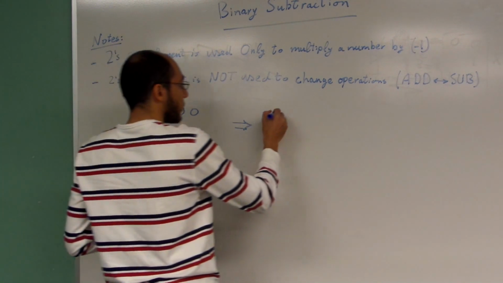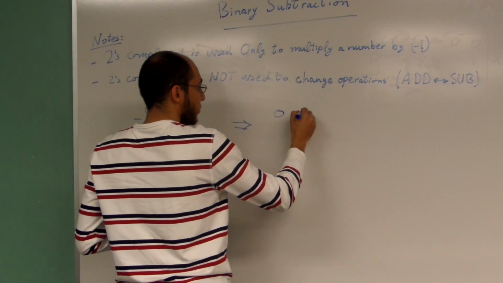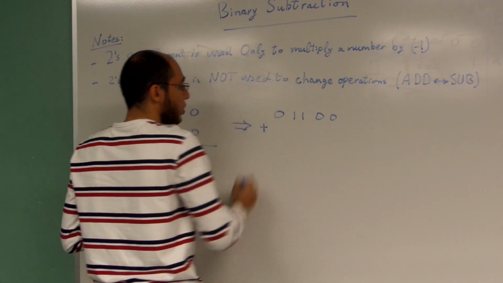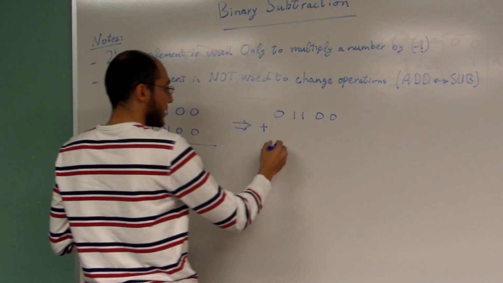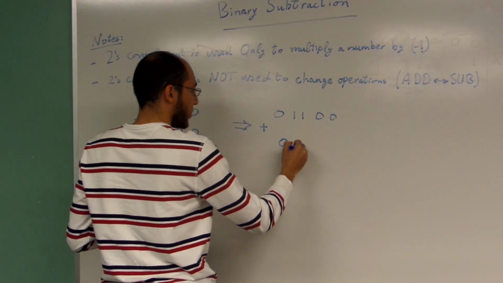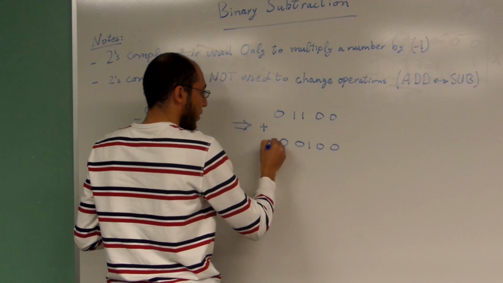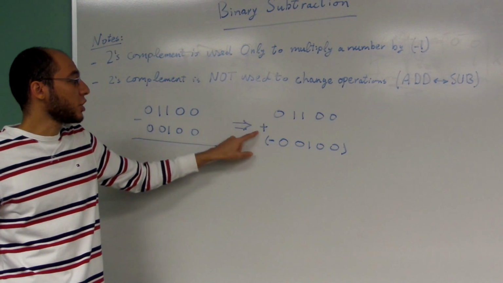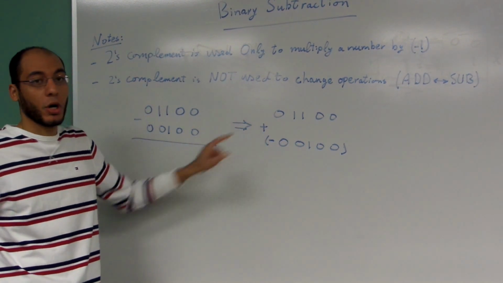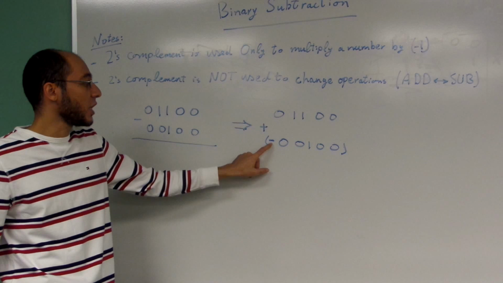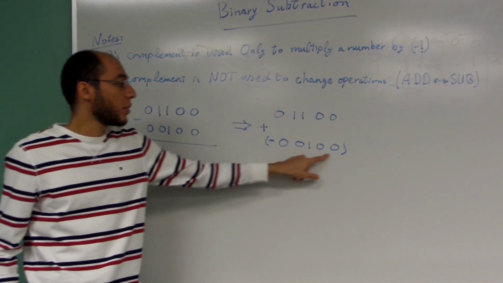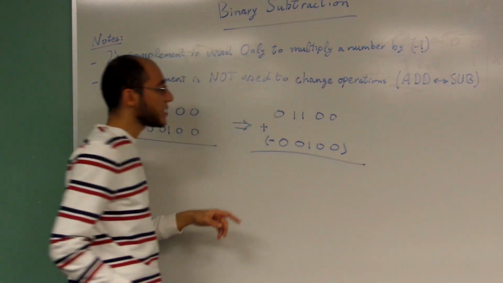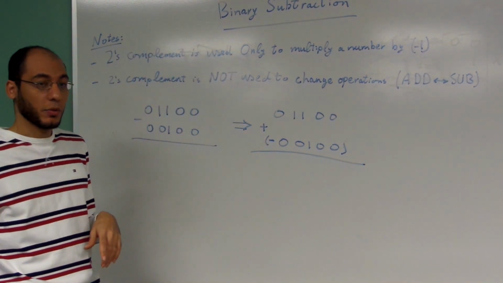You write down the first number as it is, 0, 1, 1, 0, 0, and then convert the subtraction to an addition, which means that the second number is going to be the same as it is, but with a negative sign. So here I've converted the subtraction to an addition operation, and thus I have associated the negative sign with the second number. And this is why the 2's complement comes into the picture.